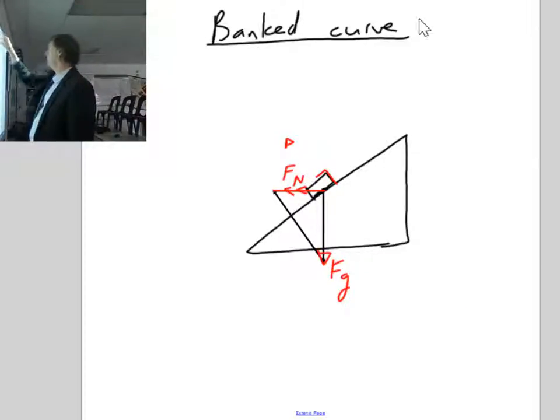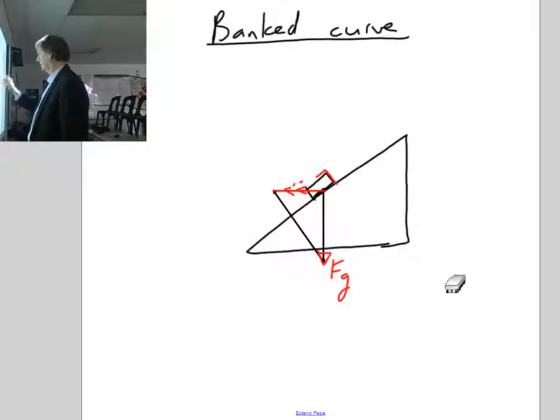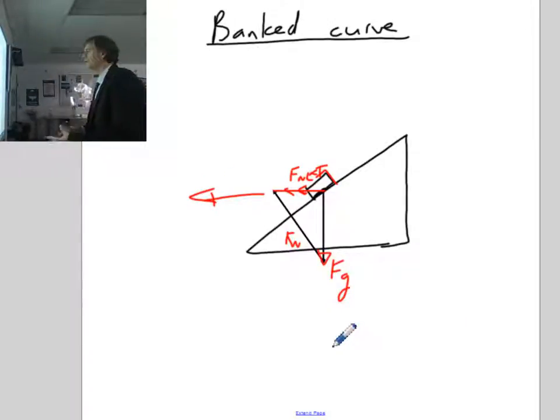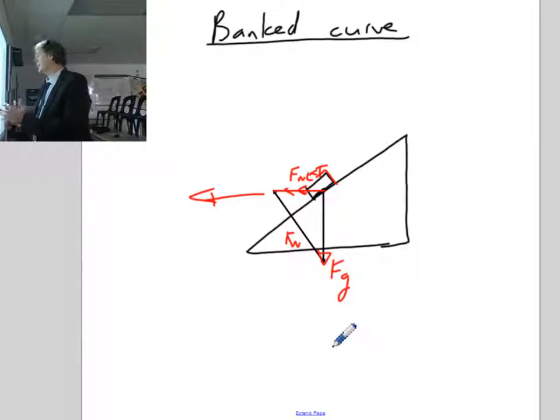So I'm just going to move some of these things here. The normal force that acts up through the road is going to be down here now. That's the normal force. When you add that to the gravitational force, you get a net force, or a total force, towards the centre of the circle. So that overall force can act as a force to supply the centripetal acceleration to go around the corner.